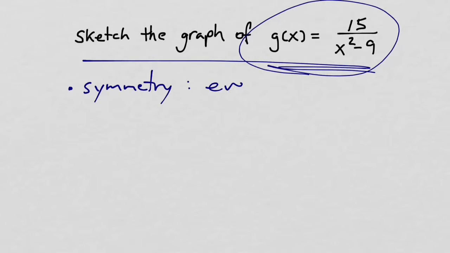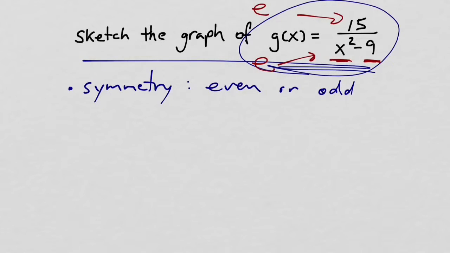So we want to determine if the graph is even or odd. Because the numerator is just a constant term, it's even. And because the denominator is x squared minus 9, it has only even degree terms, it's also even. So the graph overall is even, which is a nice thing to know because it tells me that whatever happens on one side of the y-axis, the mirror image is going to appear on the other side. And we'll see that as we look at some of the other characteristics of the graph.